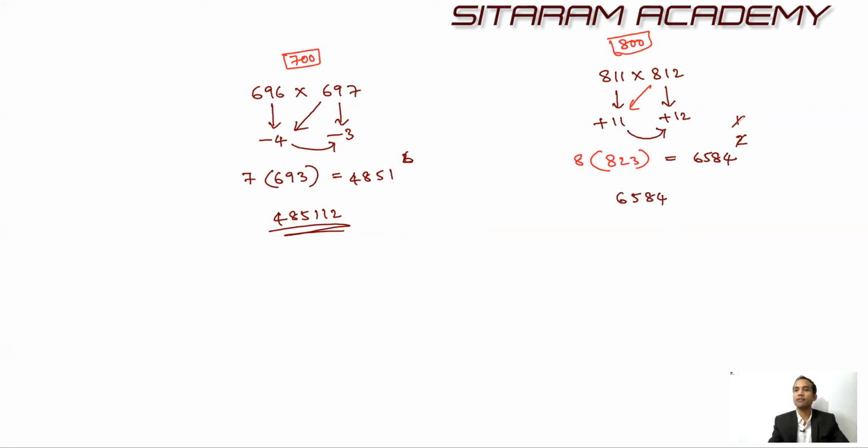And 11 into 12. How much is 11 into 12? 11 2s are 22, 11 1s are 11 plus 2, 13. So 132. Here only we need to write two numbers. So 132 I'll write like this and we have to add these both. When we add this both, this will become 658532. Hope you understood how to apply this method.